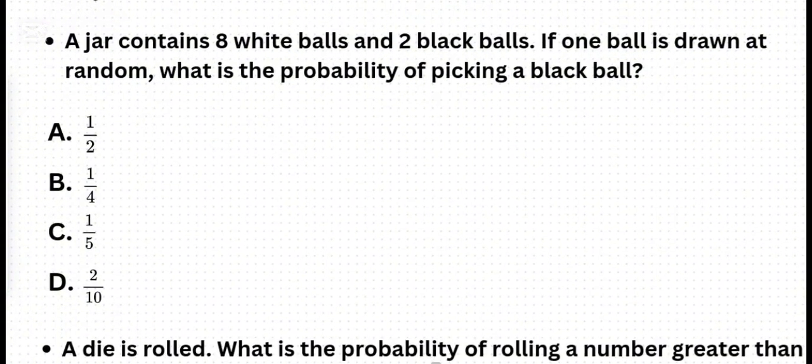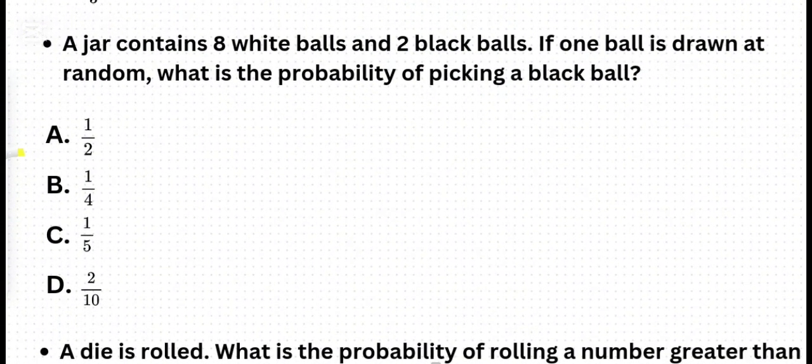A jar contains 8 white balls and 2 black balls. If one ball is drawn at random, what is the probability of picking a black ball? Option A is 1 by 2, option B 1 by 4, option C 1 by 5, option D 2 by 10.